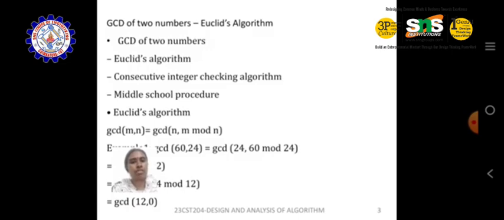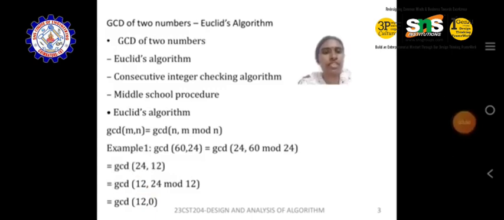The steps of Euclid's algorithm are: first, start with two numbers, A and B. Then divide A by B and compute the remainder. If the remainder is 0, then B is the GCD of A and B. Example: GCD of 60 and 24. The Euclid's algorithm formula is GCD(M, N) = GCD(N, M mod N). Here M is equal to 60, N is equal to 24. Applying 60 and 24 in the formula, the GCD of 60 and 24 is 12. This is Euclid's algorithm.